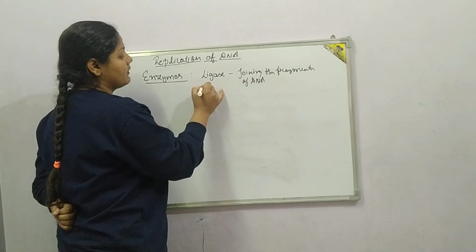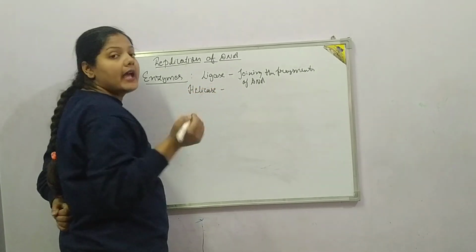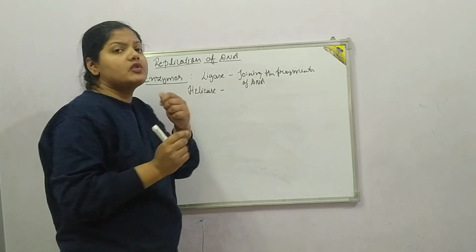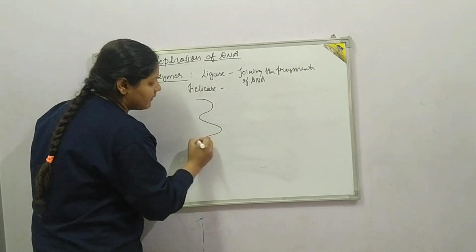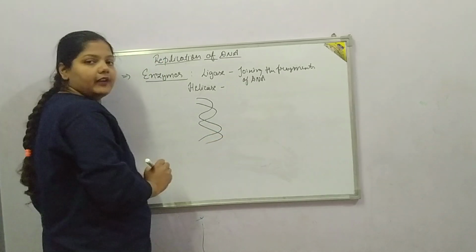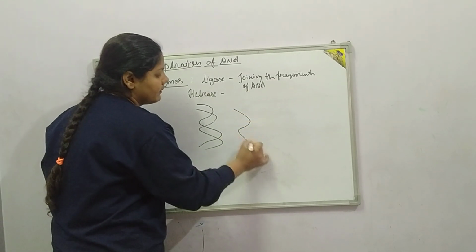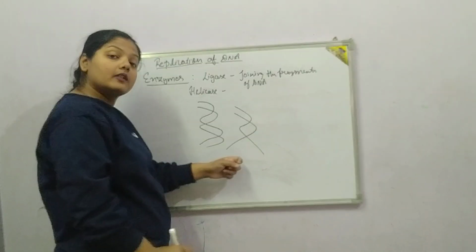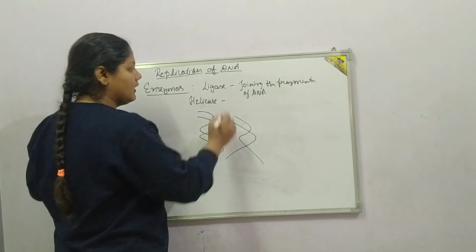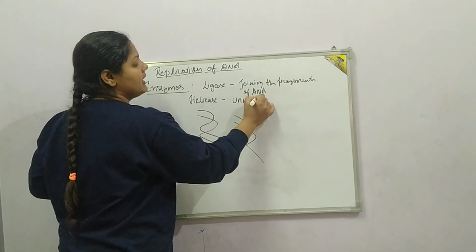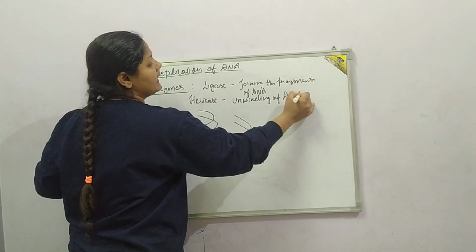Then enzyme helicase, which helps in unwinding of two strands of DNA. The strands of DNA are wound with each other in this way. Fine. So unwinding of DNA like this, it is accomplished with the help of enzyme helicase. So it helps in unwinding of DNA strands.